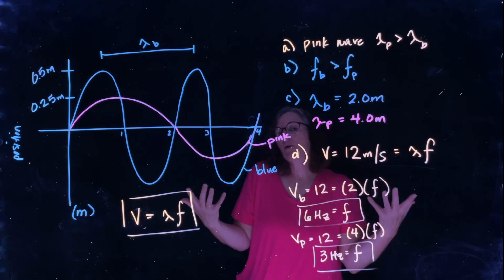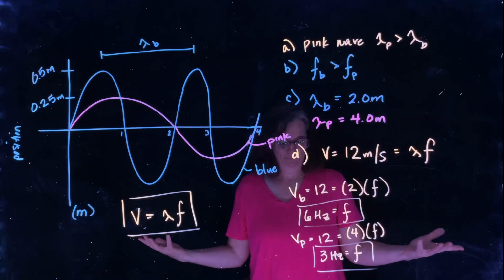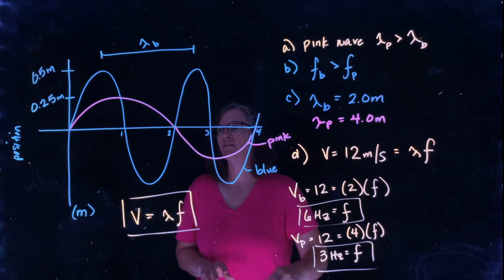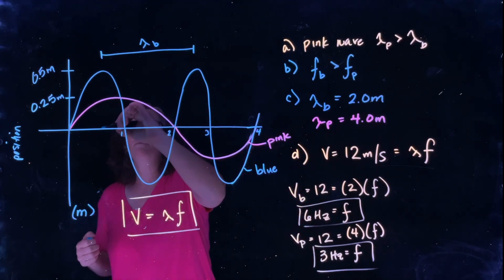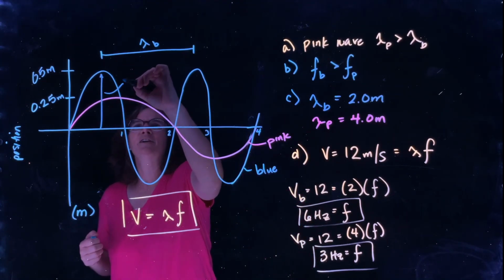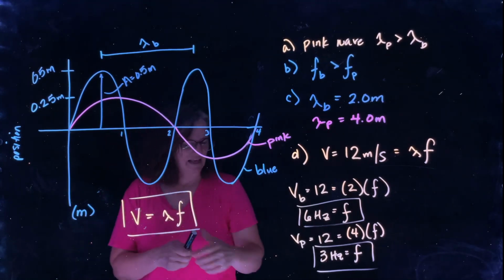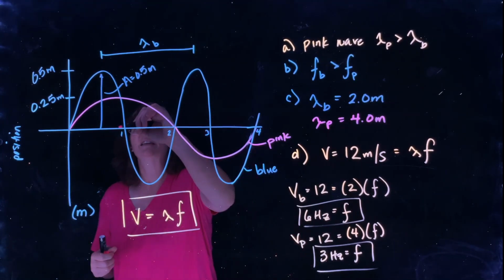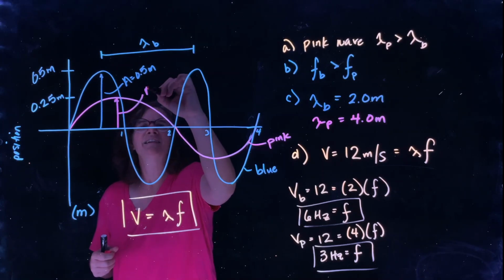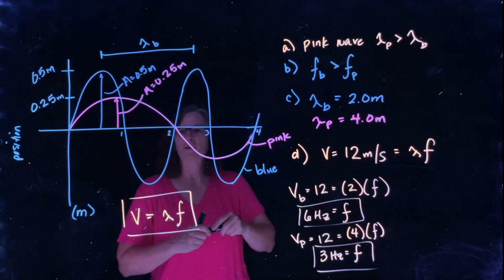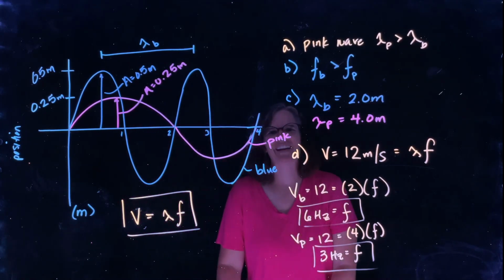Now, if I were to also ask what's the amplitude of each wave, let's just add that in there. What's the amplitude of my blue wave? Well, that is represented here, which is 0.5 meters. The amplitude of the pink wave, 0.25 meters. So, little bonus info there. All right, good job.